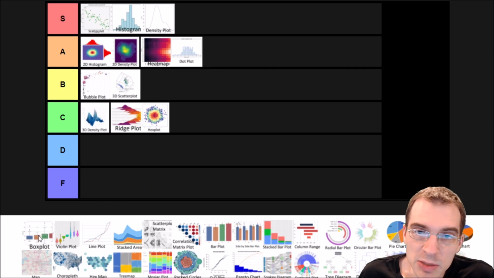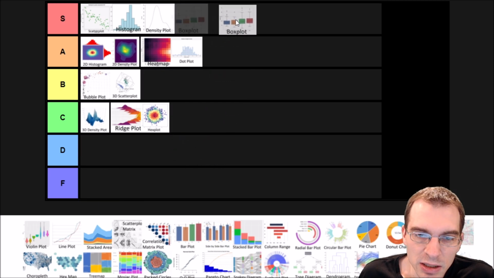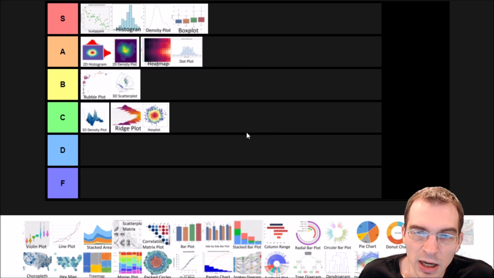Next we have the box plot. This is a pretty easy S tier for me also. It's used all the time. It's a very easy and quick way to graphically convey the median and interquartile range and some outliers. You can also break them out with side-by-side box plots. So it's just an overall useful plot, seen all the time, and good at conveying the information it's supposed to convey.